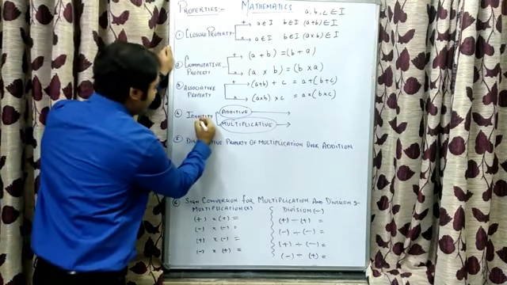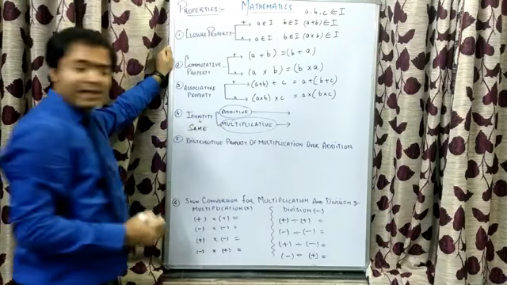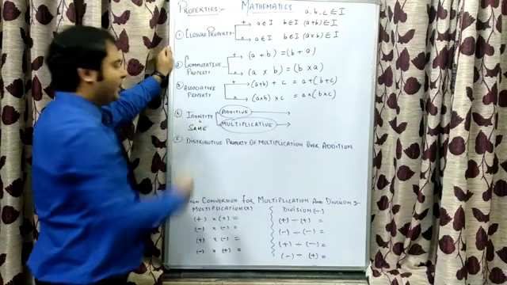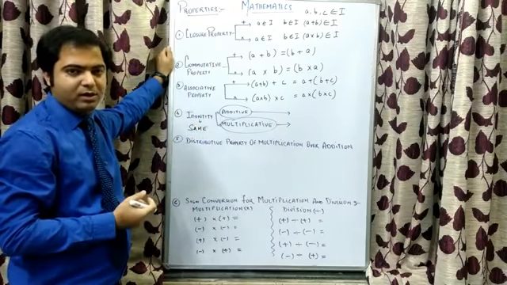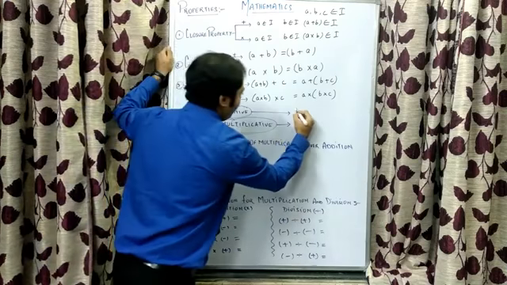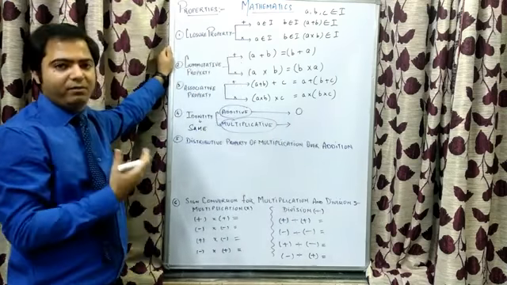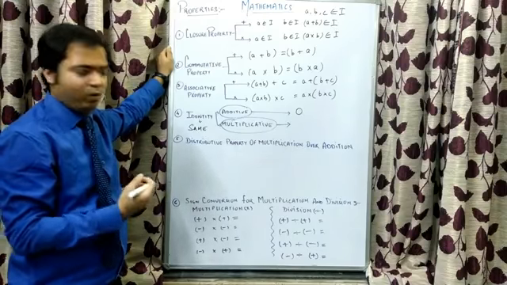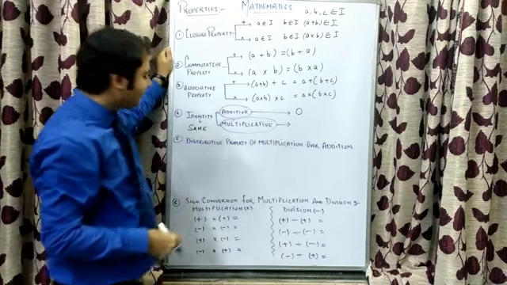Next property is additive identity property. Identity means same. That means what we should add to an integer so that the integer remains same. So we will add 0. For example, suppose what I should add to 5 so that 5 remains 5? Obviously the answer will be 0. So the additive identity is 0 for integers.